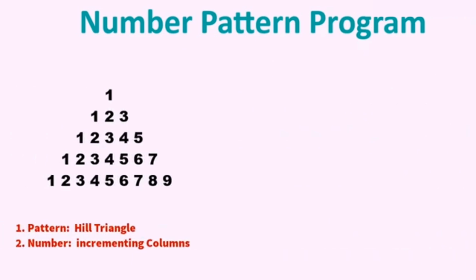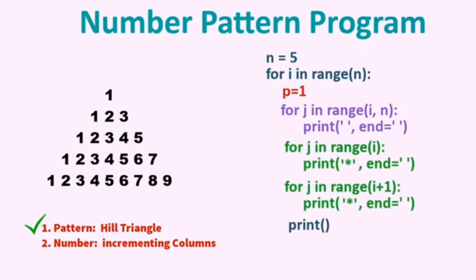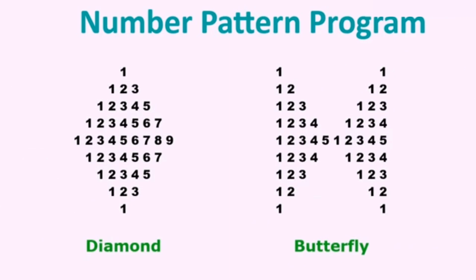How does it work for hill pattern? Again exactly similar. We get the code for hill pattern with star. We initialize P equal to 1 as the first line inside the outer loop, and then just replace star with P and increment P after every print P statement. This is the code for the hill pattern. It will work the same for any double row pattern too, like diamond or butterfly. Try it on your own, and if you are facing difficulty, you can see the code on our website.